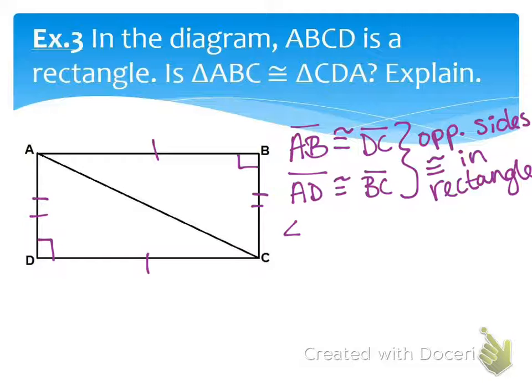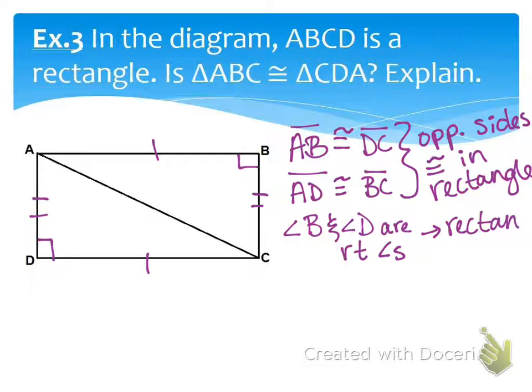So we could say angles B and D are right angles. Again, because it's a rectangle, we know we've got right angles. And then we could say that angle B is congruent to angle D because all right angles are congruent. We learned that a couple chapters ago.